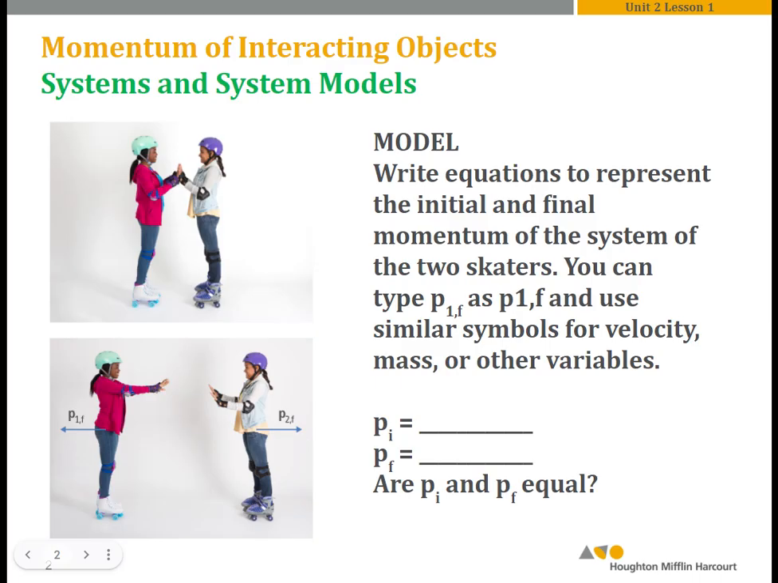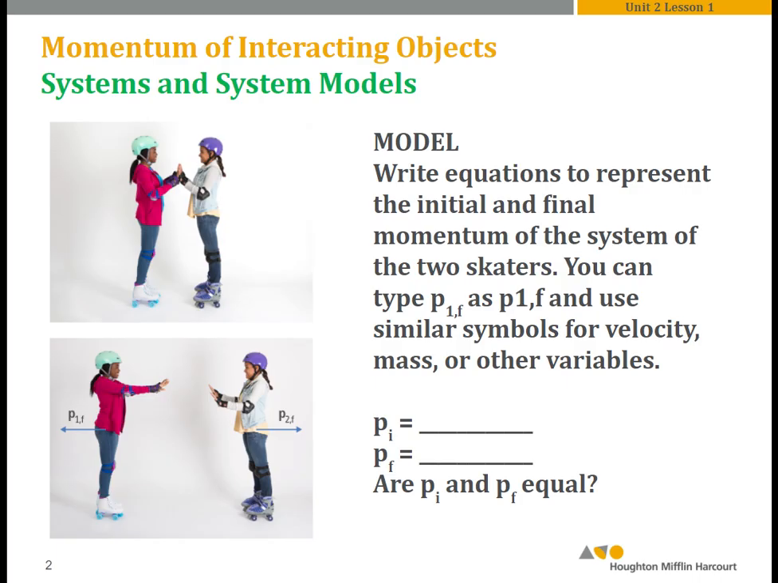If we look at this example of two girls on roller skates pushing against each other, the girl in the red will exert a force on the girl in the yellow shirt, and the girl in the yellow shirt will exert a force back on the girl in the red sweatshirt. But they will both exert forces, so an equal force will be exerted on each girl.